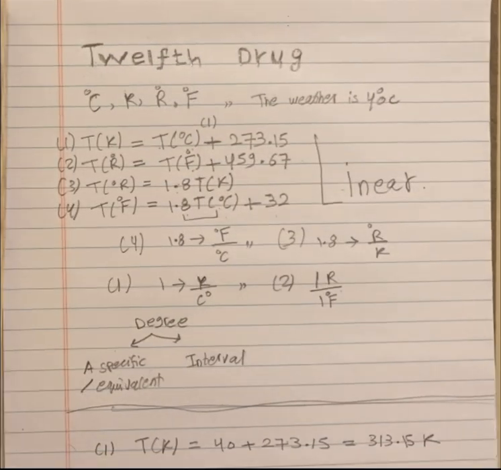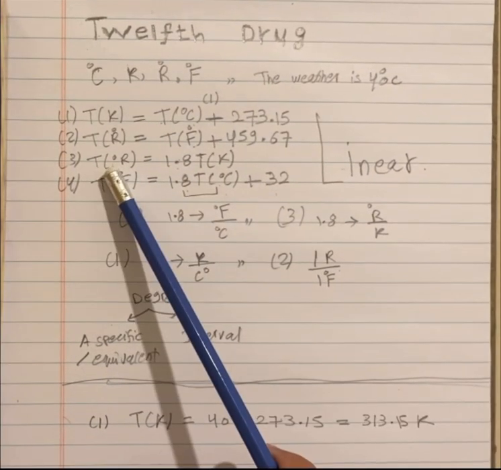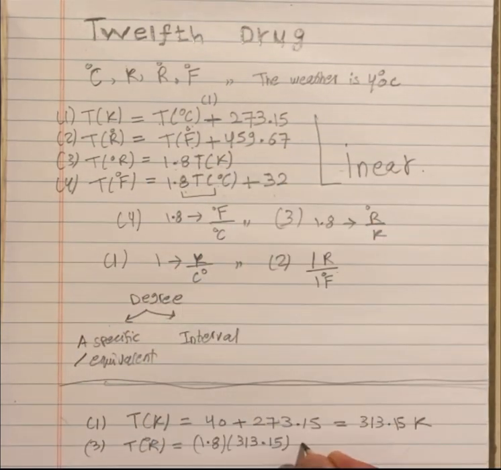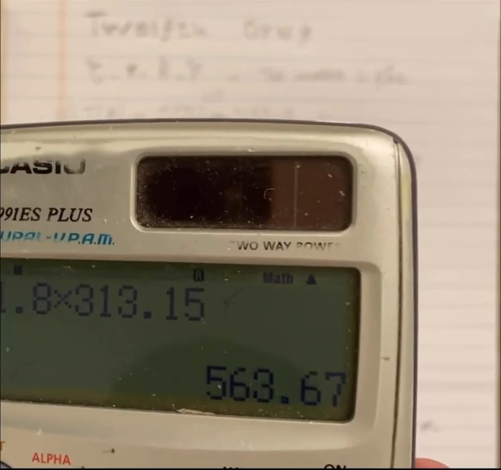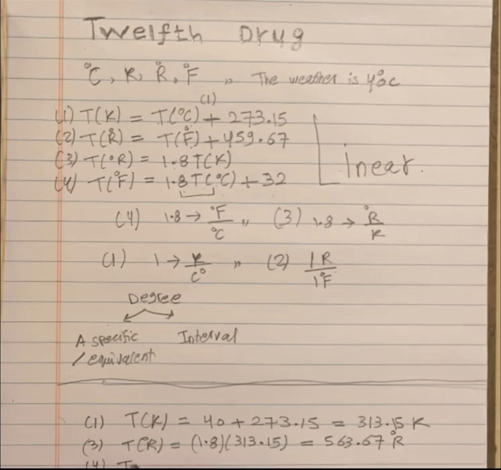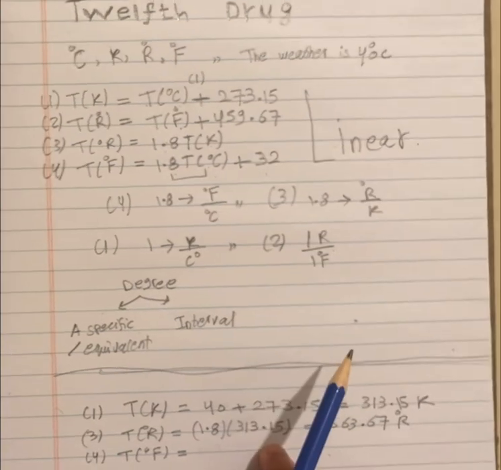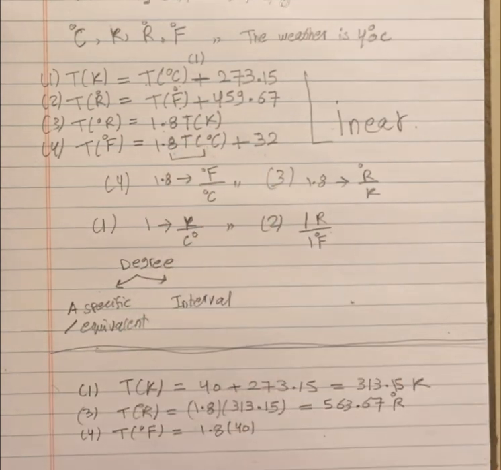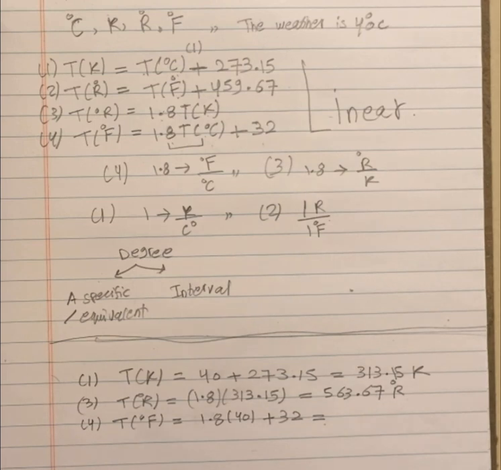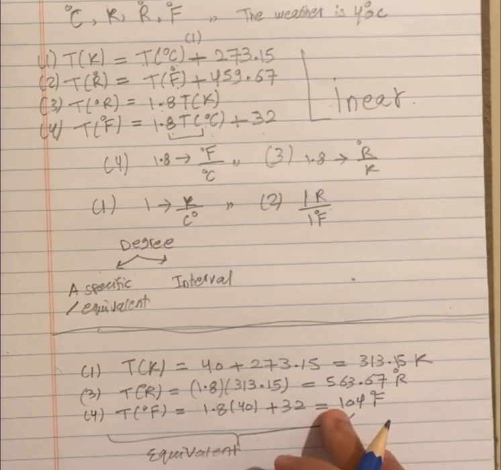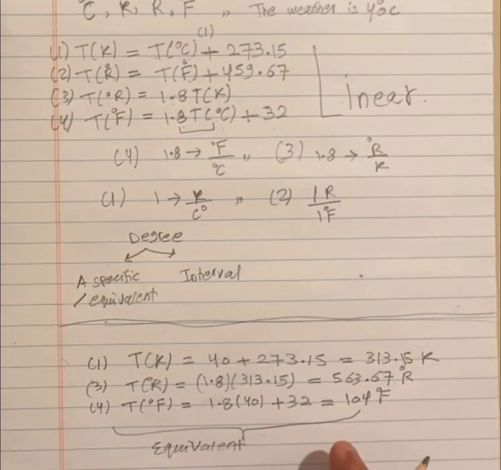313.15 Kelvin. We want to find it in Rankine. Number 3 is equal to 1.8 times T in Kelvin, which we found, and the answer should be in Rankine, 563.67. If you want to know it in Fahrenheit, number 4, T in Fahrenheit is equal to 1.8 times the temperature in degrees Celsius, add to it 32, and the answer is 104 Fahrenheit. This example shows how to find the equivalent, but if you want to find the interval, then it means something else.